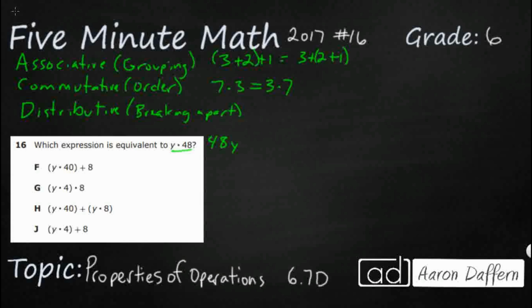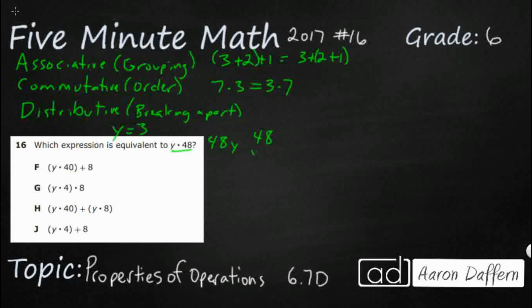Well, the simplest thing to do is to just replace y with something. I would suggest not using 1 or 0, just because that could give you some false positives. So let's do something simple like 3. Let's say y equals 3. First, let's figure out what 48 times 3 is. That's going to be our answer, our guidepost.